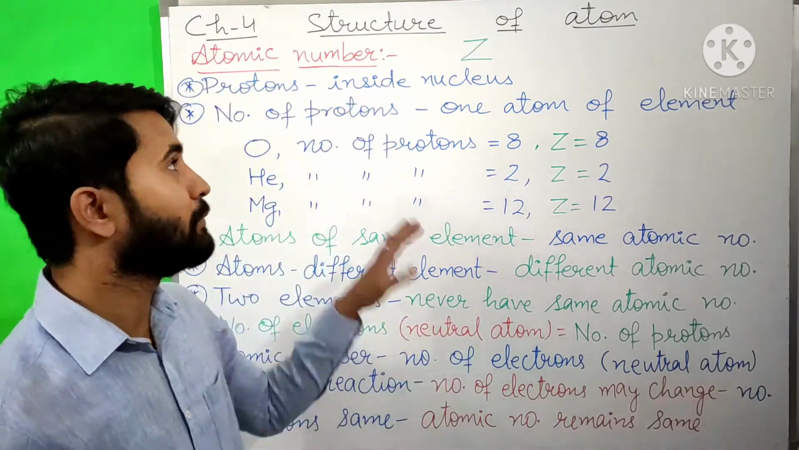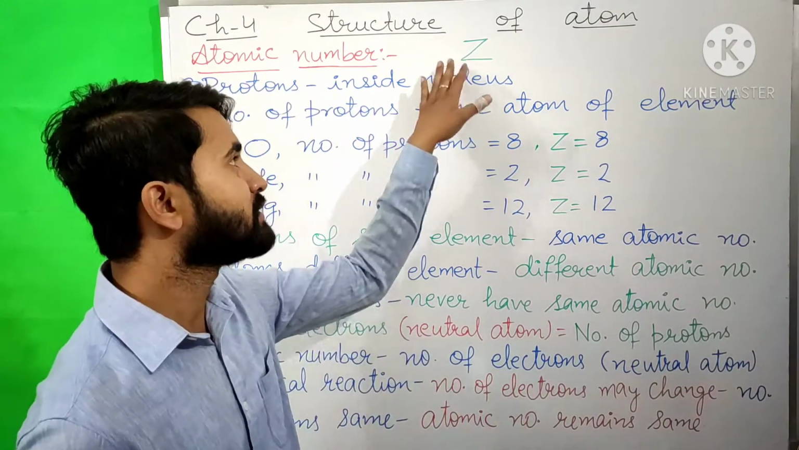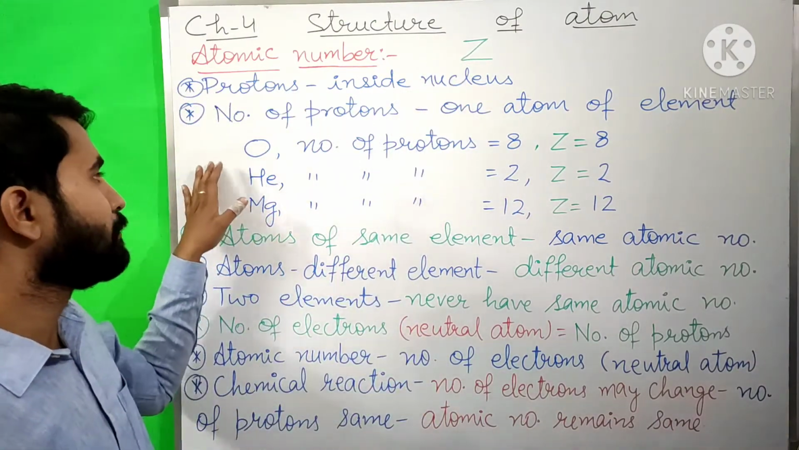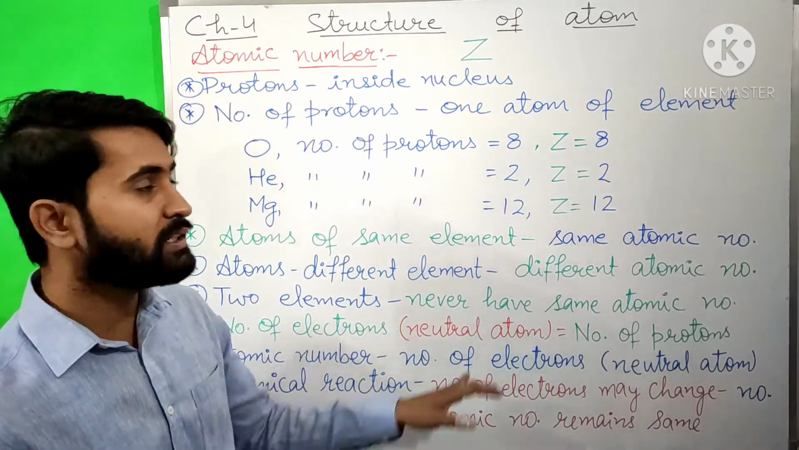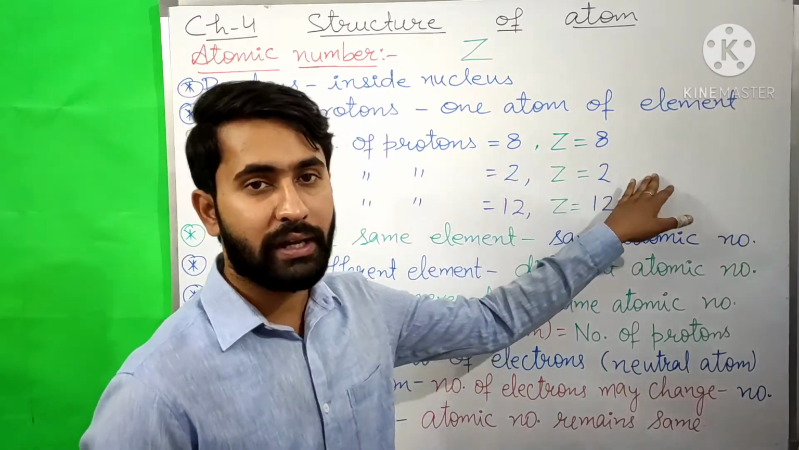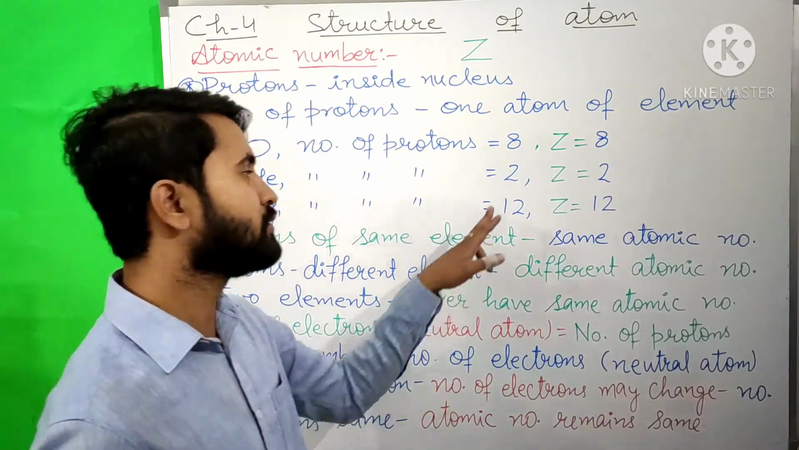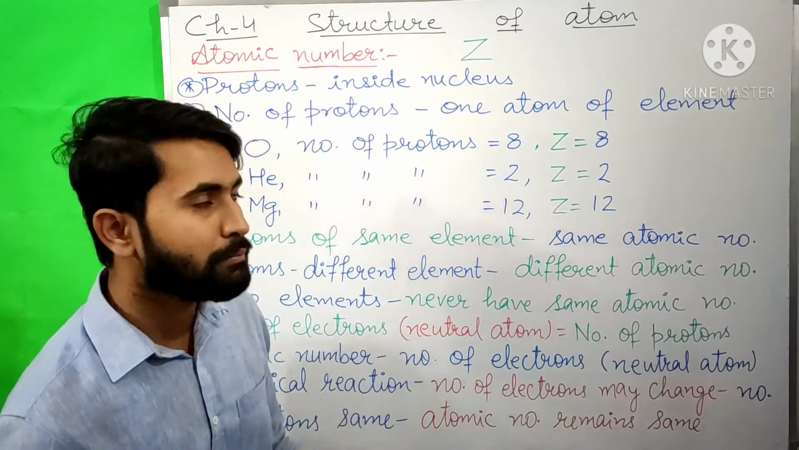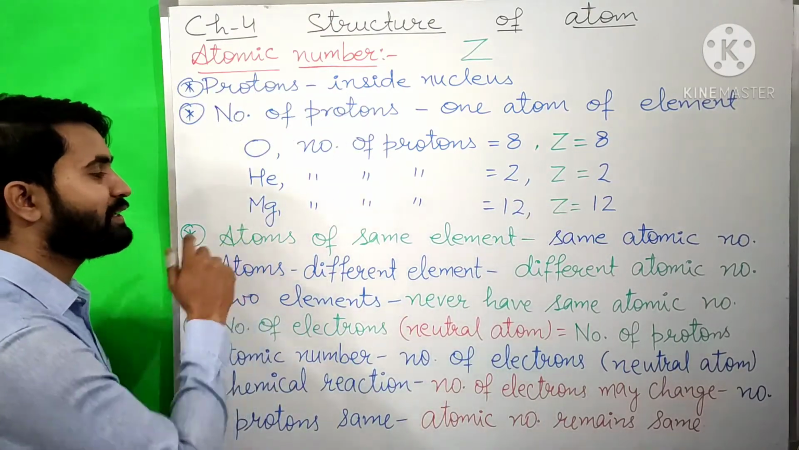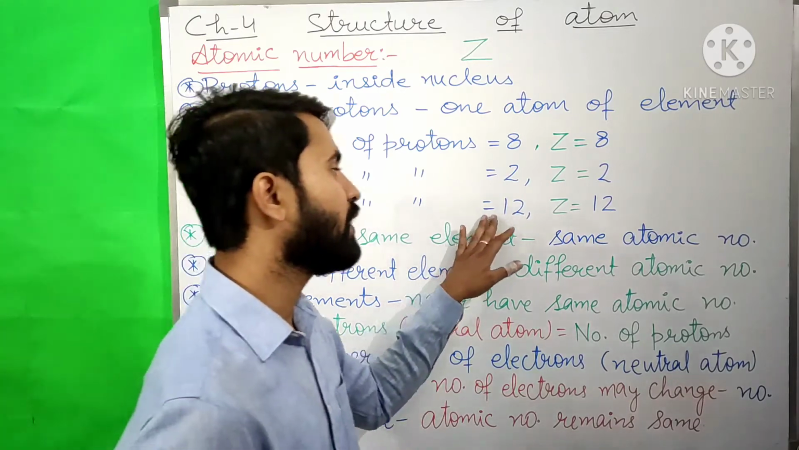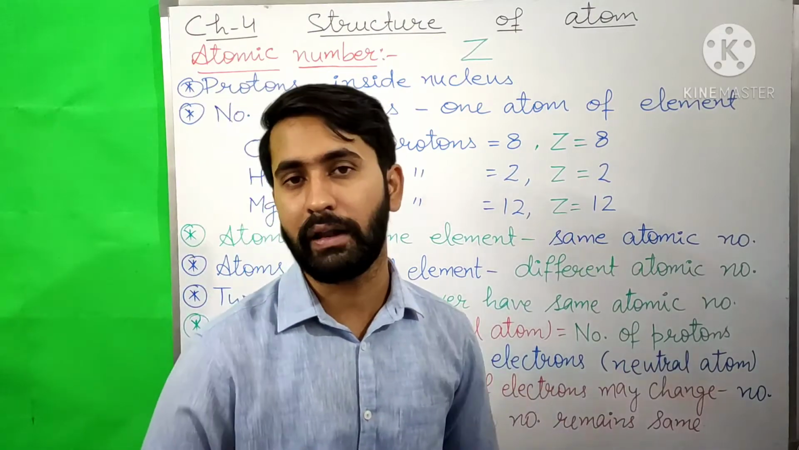The atomic number of an element is represented by the symbol Z. Now the atomic number of oxygen is 8. So for oxygen, Z equals 8, and similarly for helium, atomic number is 2. So for helium, Z equals 2. And for magnesium, atomic number is 12. So for magnesium, Z equals 12.